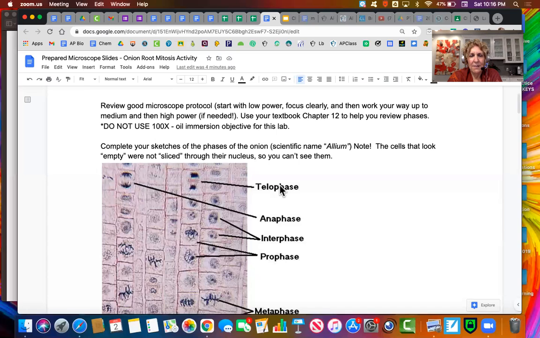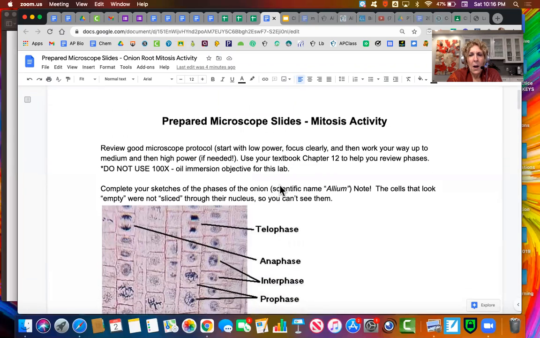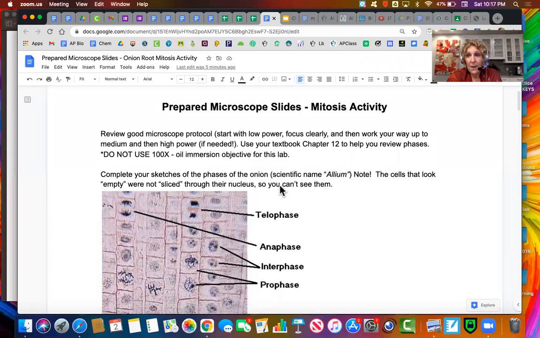Hi students, this is Mrs. Foy, and this is a quick little video to get you started on the mitosis microscope slide activity. So you will need your iPads for this assignment because you're going to be making some sketches.